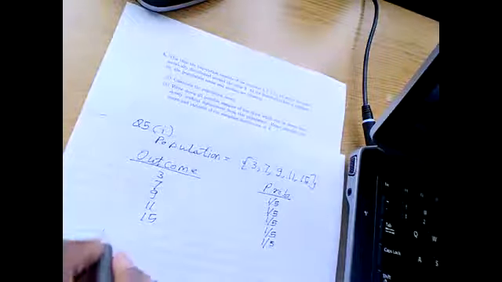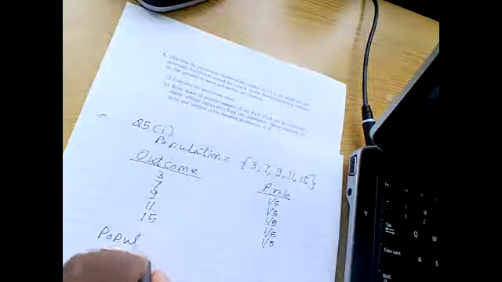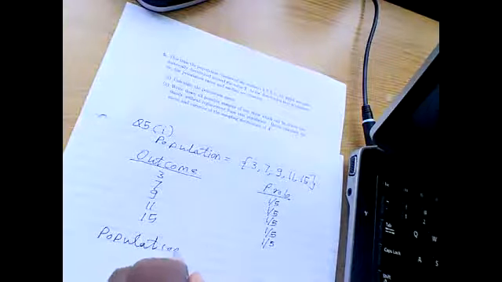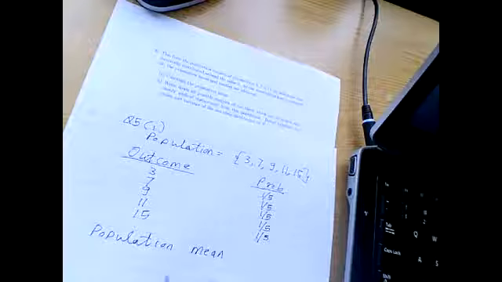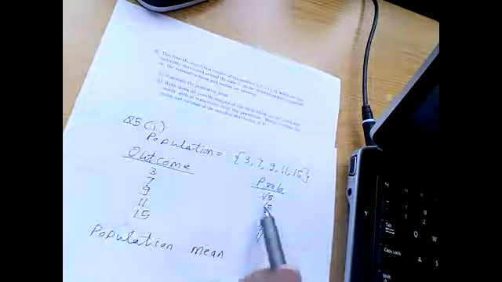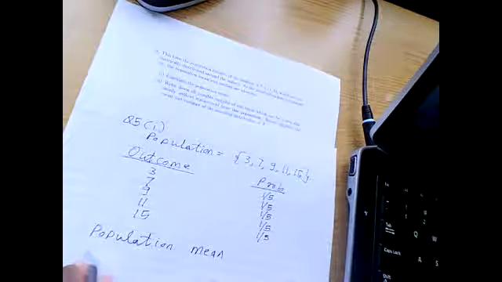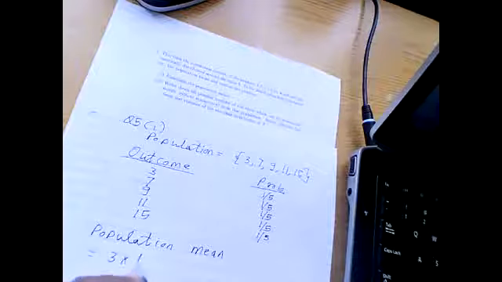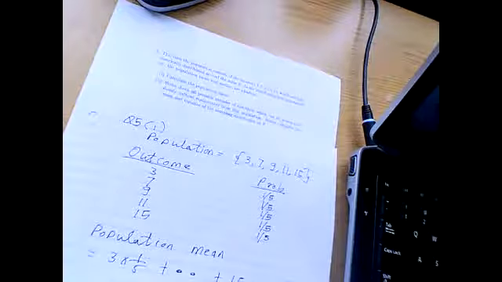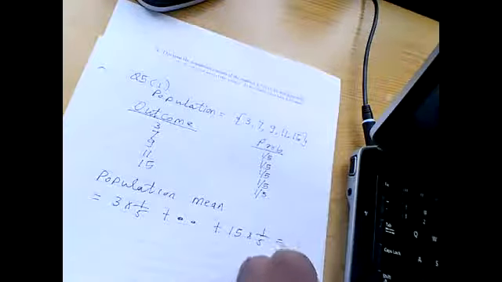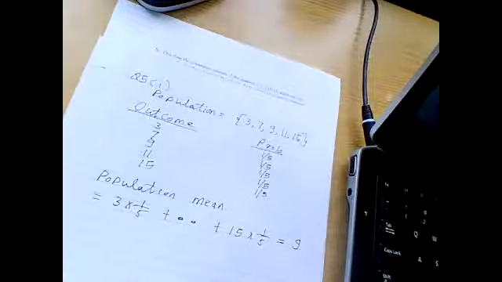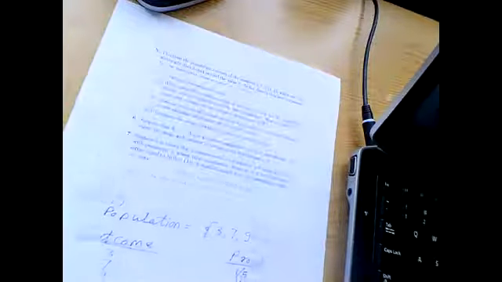So the population mean is just simply the mean of the random variable, which is this multiplied by this, right? And so you get 3 times 1 over 5 up to 15 times 1 over 5. And if you do the math for this, you will get this to be equal to 9. Okay. All right, guys. So that's part 1.